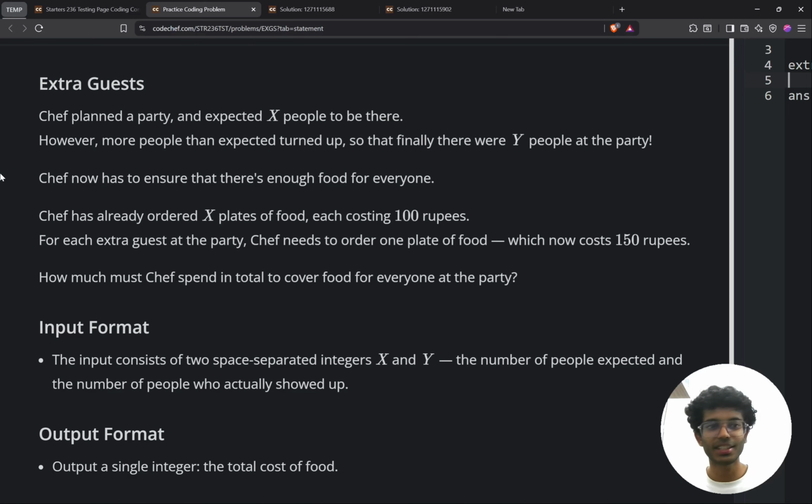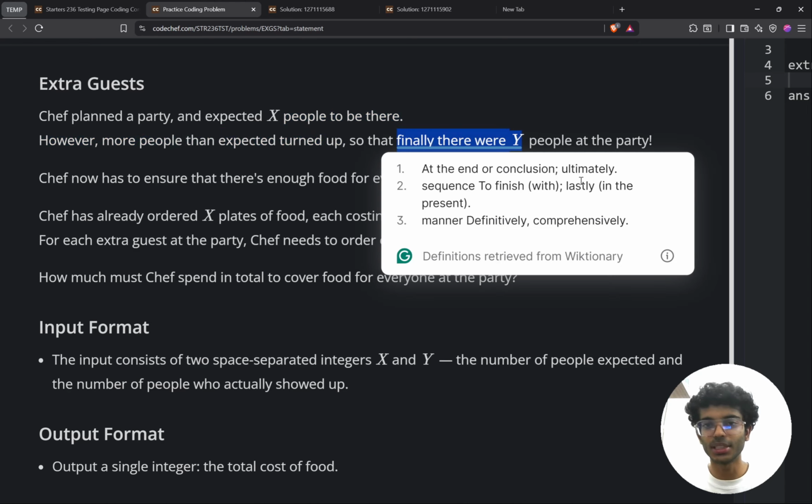Today's question is Extra Guests. In this question, Chef planned a party and expected X people to be present. Basically, he invited X number of people to the party, but more people than expected turned up. So finally there were Y people in the party.